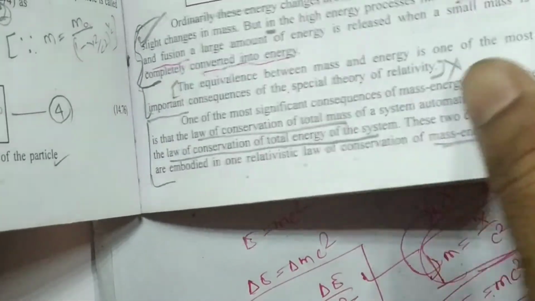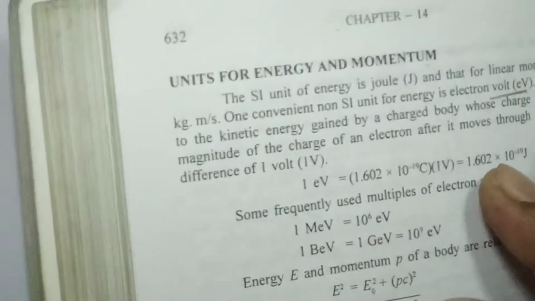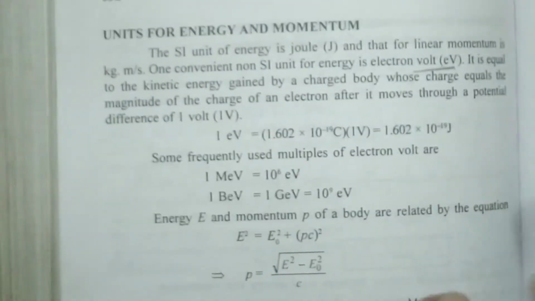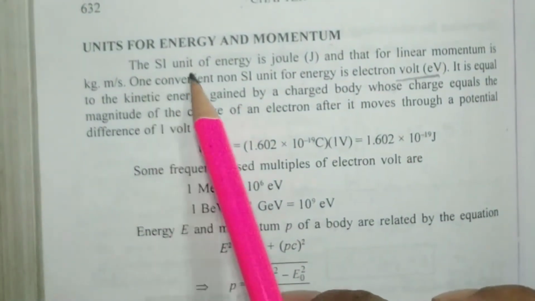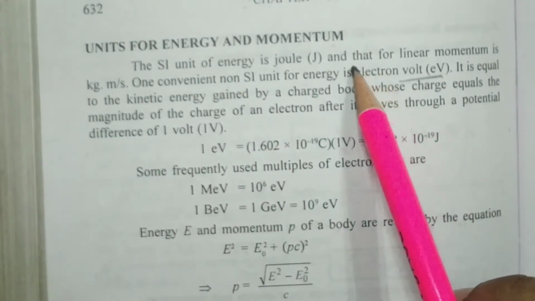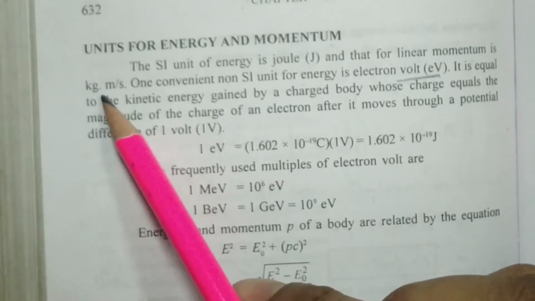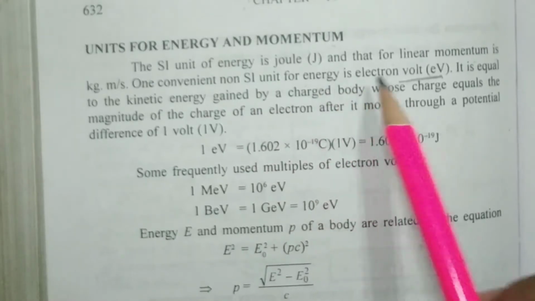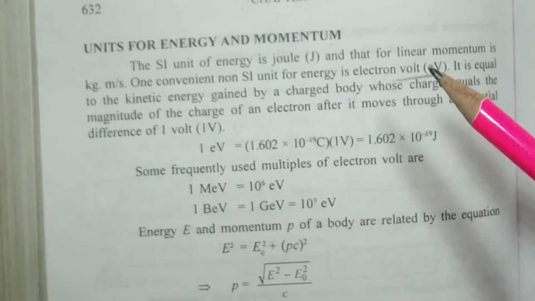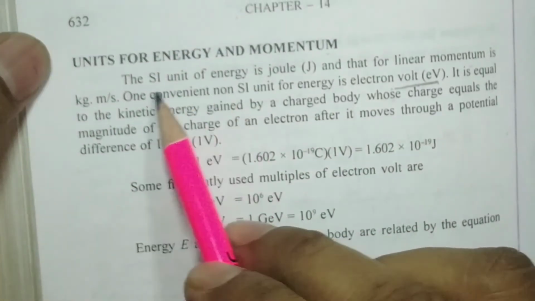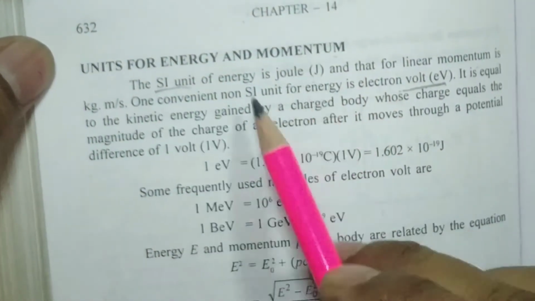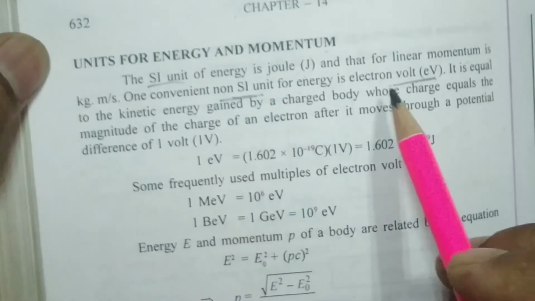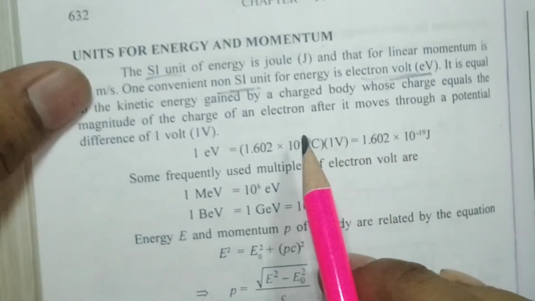Then we go for the units of energy and momentum, which are required for doing the problems. The SI unit of energy is joule, and for linear momentum it is kg meter per second. One convenient non-SI unit for energy is the electron volt. Actually the SI unit of energy is joule, but it can also be written in the form of electron volt, though it is not an SI unit.